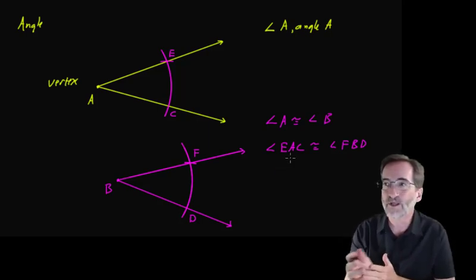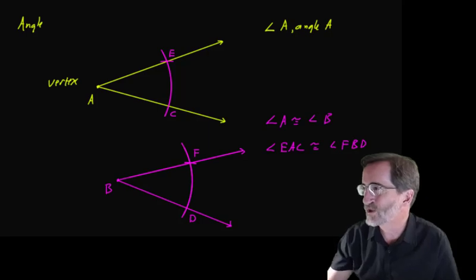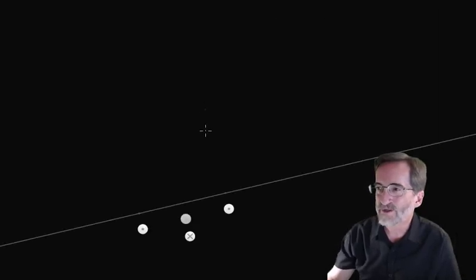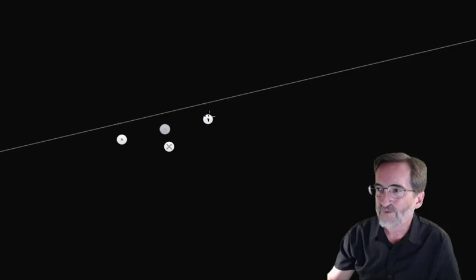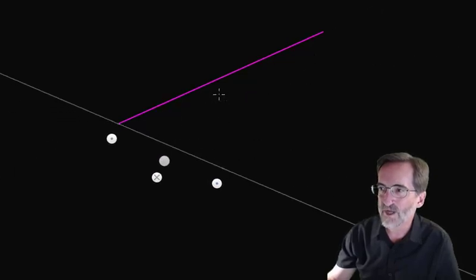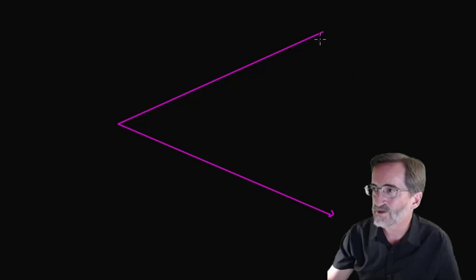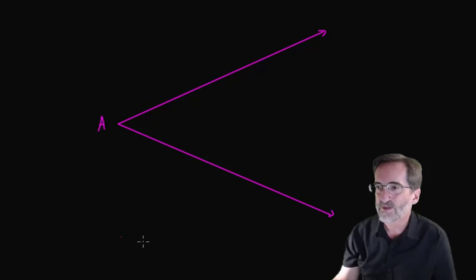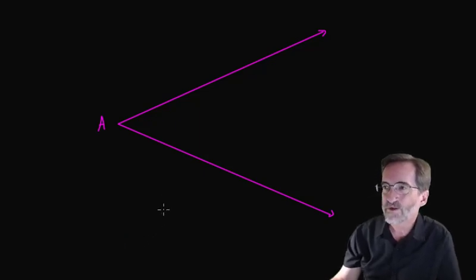Now we need to look at how to bisect an angle. So let me get a new screen to write on here. Let's say we've got an angle here, and we want to bisect it. You already recall from the previous lesson, bisect, bi meaning two, sect meaning cut, means to literally cut in half. So we're going to cut this angle into two congruent parts. So there's angle A, and we're going to cut it in half.